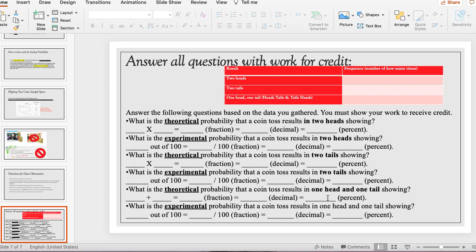What is the experimental probability? Experimental means I'm going to look up here. 1 time heads, 1 time tails, and look at my number out of 100, change it to fraction out of 100, decimal, and percent. There actually is one more question. It's question number 7, asking you to compare the theoretical to the experimental. Okay, but if you have done all of your work 1 through 6, that will help you answer question number 7. So I hope that this has been helpful.